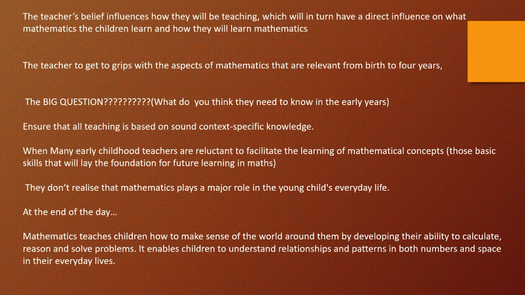So now the teacher's belief, again, I've said influences how they will be teaching, which will in turn have a direct influence on what mathematics the children learn and how they will learn mathematics. The teacher needs to get to grips with the aspects of mathematics that are relevant to learners from birth to 4 years. So now the big question that we ask ourselves is, what do you think they need to know in the early years? First of all, you need to ensure that all teaching is based on sound, context-specific knowledge.